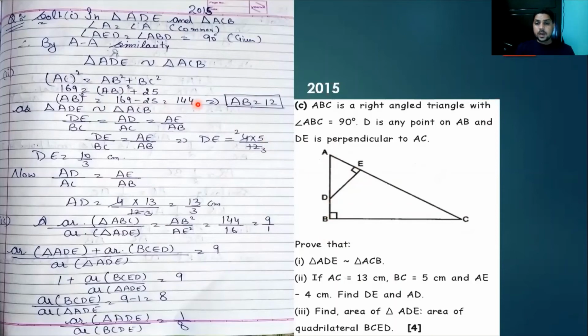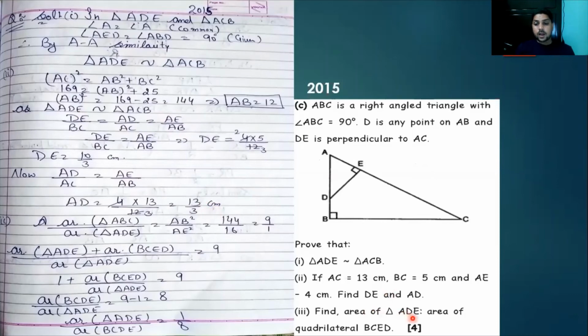Since the triangles are similar, their corresponding sides will be in proportion. So writing the proportional sides as it is and substituting the different values here, we have DE equal to 10 upon 3 centimeters. Again, we have AD upon AC equal to AE upon AB. First compare this part and this part, then compare this part and this part. We have the value of AD equal to 13 upon 3 centimeters here.